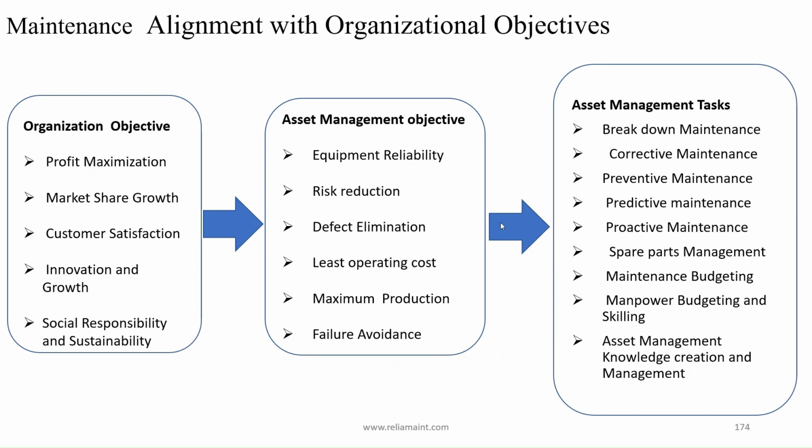The asset management objective guides the tactical and operational actions at shop floor level as below. Asset management tasks: breakdown maintenance, corrective maintenance, preventive maintenance, predictive maintenance, proactive maintenance, spare parts management, maintenance budgeting, manpower budgeting and skilling, asset management knowledge creation and management.